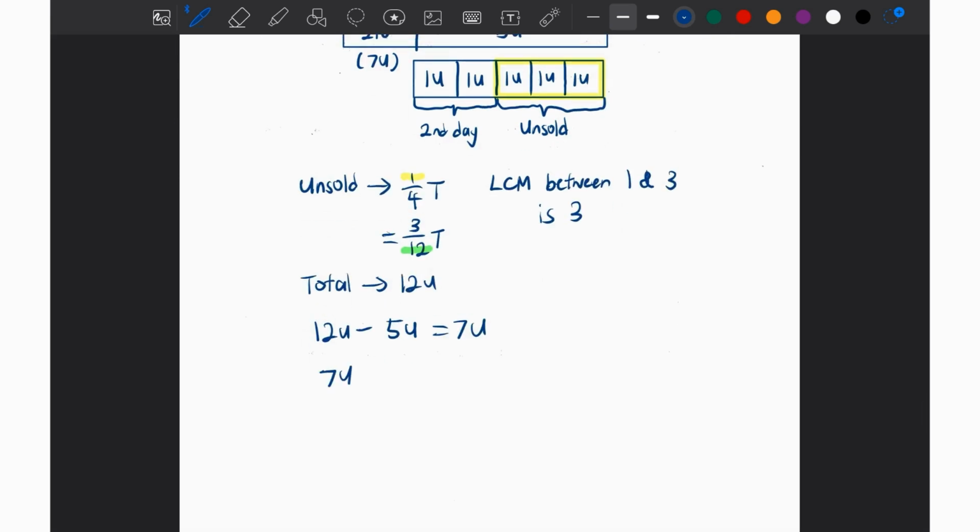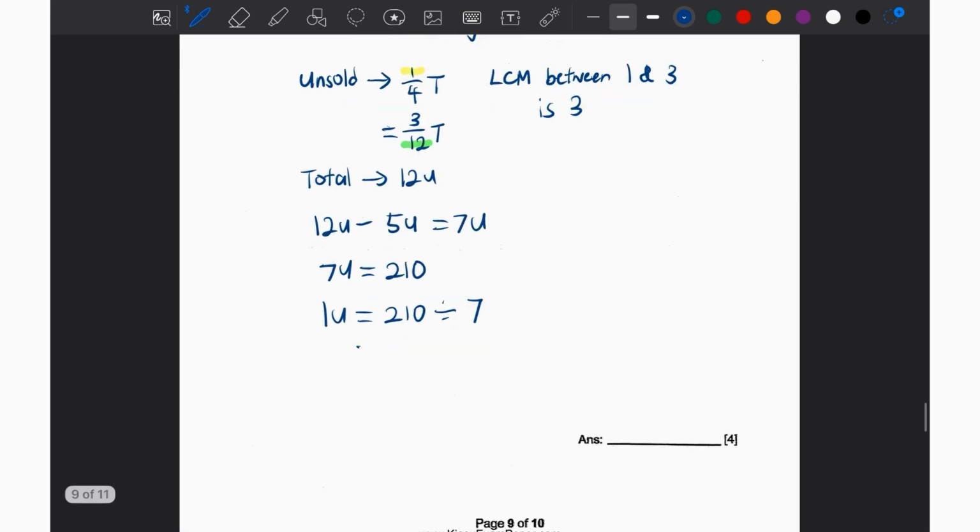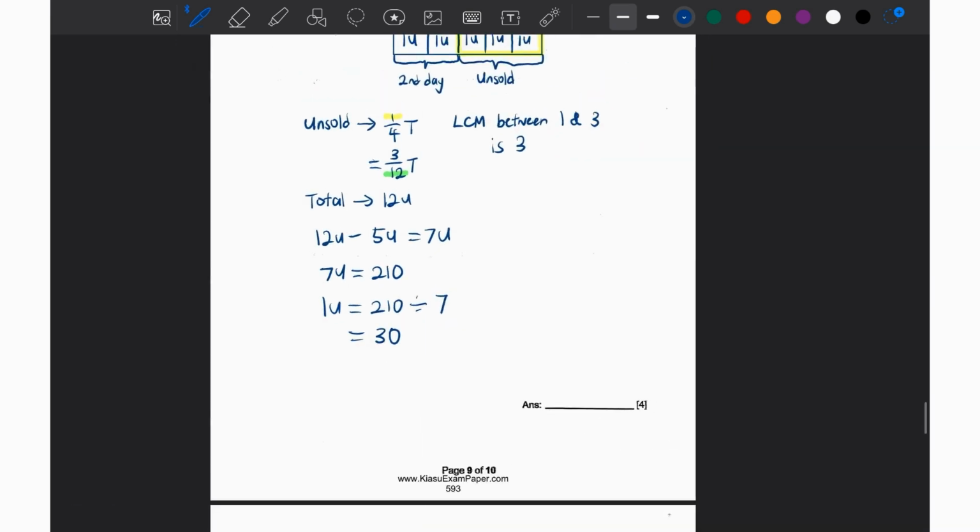So 7 units equals to 210. We can find 1 unit by taking 210 divided by 7. Okay, this will give me 1 unit is 30.